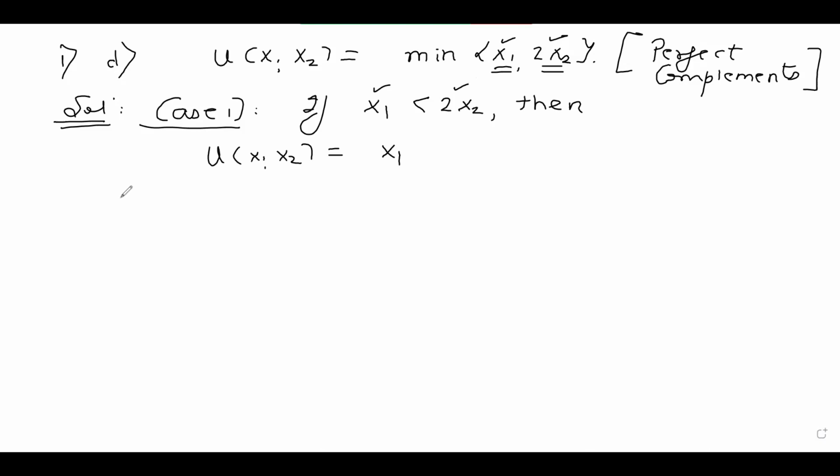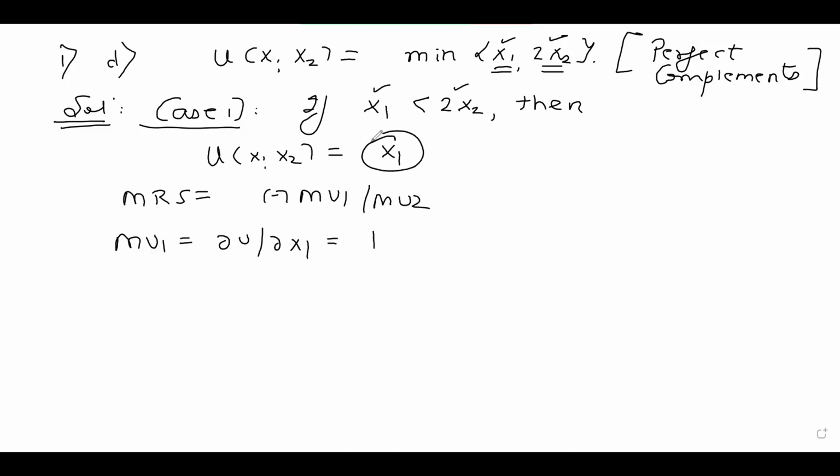Now, how do I find MRS? Same formula, minus mu1 by mu2. What is mu1? Del u by del x1, which is 1. The partial derivative of x1 with respect to itself is 1. What is mu2? Del u by del x2, which is 0, because there is no x2 in the utility function right now. If you look at this utility function for case 1, there is no x2. The partial derivative is 0.